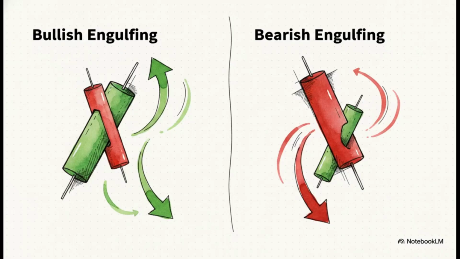So let's break that down. A bullish engulfing is when a big green candle swallows up a smaller red one. It's a huge visual clue that the buyers just stormed the field and totally overpowered the sellers. And a bearish engulfing? You guessed it, it's the exact opposite. A giant red candle tells you the sellers just took complete control of the game.